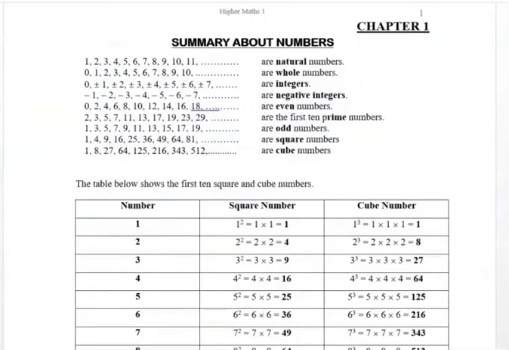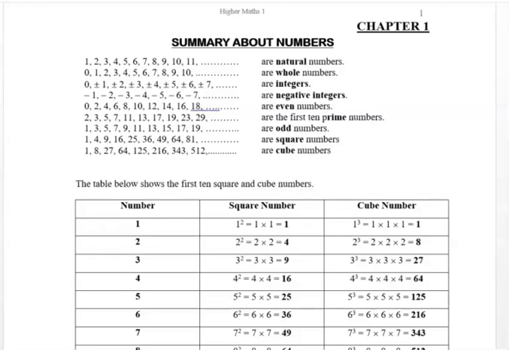This is Higher 1, Chapter 1. In this chapter, we're going to be covering different types of numbers, factors and multiples, understanding cubes and squares, BIDMAS, prime factorization, and how to work out HCF and LCM and understand where it is to be used.